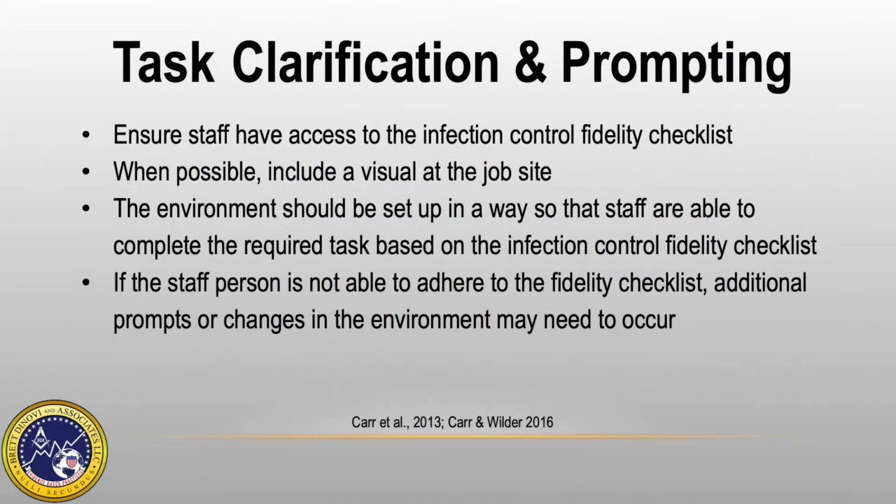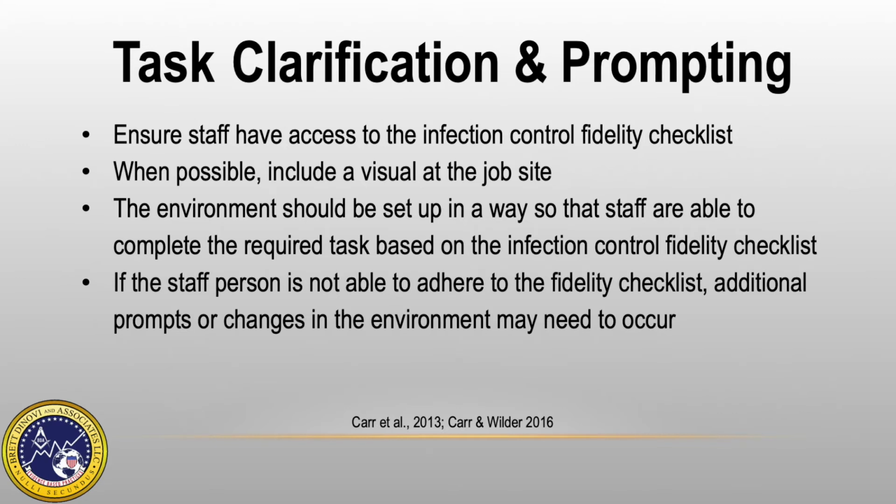When assessing task clarification and prompting, which is the next section of the PDC-HS, supervisors should ensure that staff have access to the infection control fidelity checklist, or when possible, include a visual sign at the job site. The environment should be set up in a way that the staff member is able to complete the required task based on the infection control fidelity checklist. If the staff person is not able to adhere to the fidelity checklist, additional prompts or changes in the environment may need to occur.